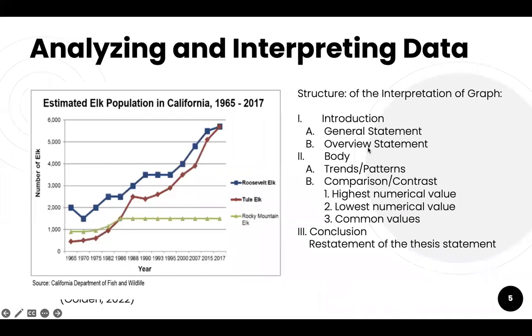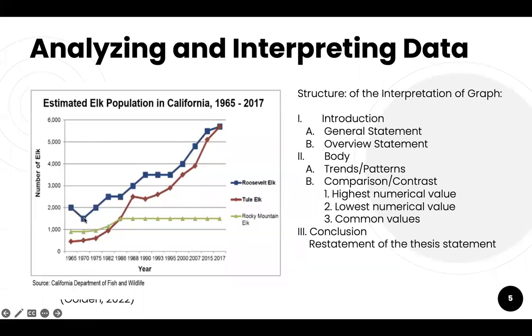Next, you have also to look at the way your body paragraphs can be developed. So looking at this outline, you have to consider the trends and patterns. What else? You have to compare and contrast. So which of the elk population, which of the types of elk represents the highest population in 2017, which has the lowest population? And what are the common values that you can see there?